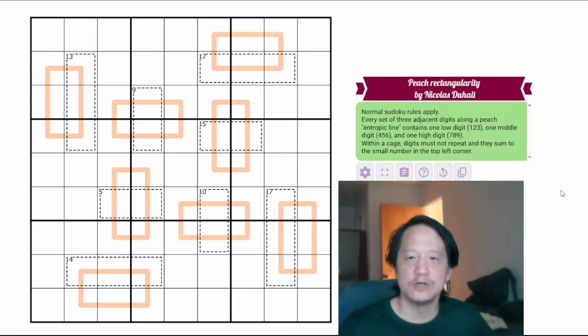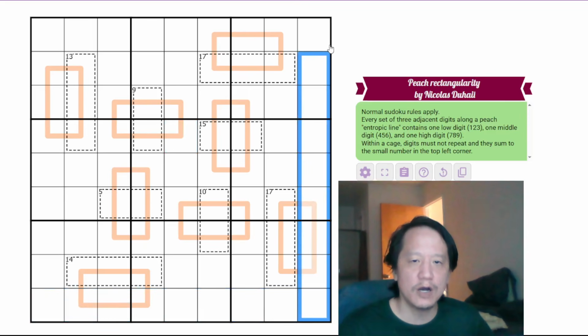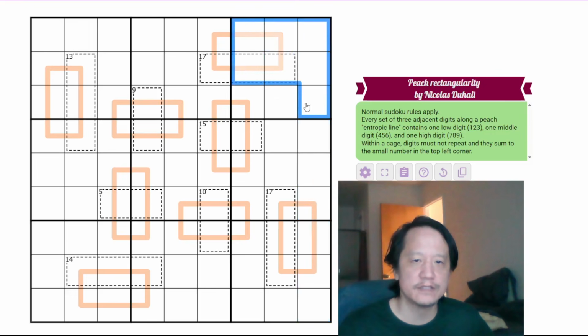Today's puzzle is called Peach Rectangularity by Nicholas Duhale, and here are the rules. Normal Sudoku rules apply, which means in every cell in the grid, place a single digit from 1 through 9 such that there are no repeats in any row, column, or designated 9-cell region.